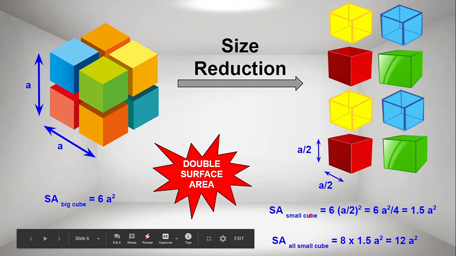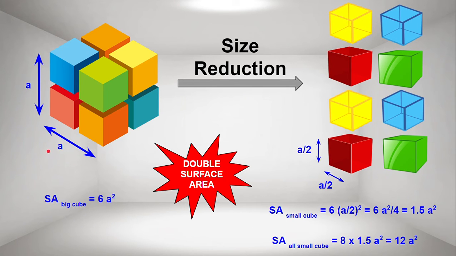Now let's understand this example of size reduction of the cube in mathematical terms. Let's define the size, that is, the length of the side of a cube, represented by small a. For this big cube, if I want to find the surface area, it can be represented by the formula 6a squared. When I go for size reduction and get the 8 different small cubes, it means I have reduced the length of the side of a cube from a to a over 2.